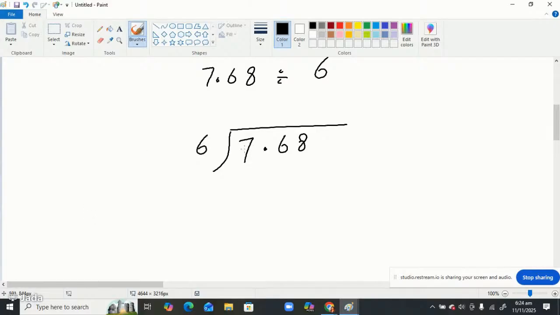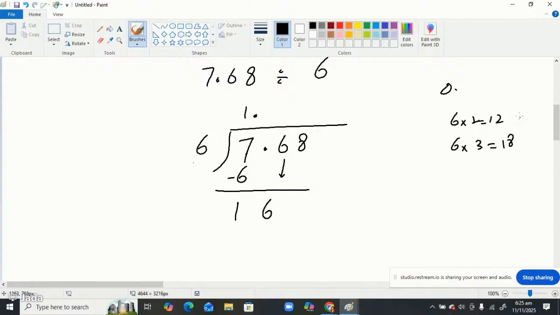So this 7 is greater as compared to 6. So 6 times 1 is 6. We are not placing any 0 and decimal point. Now subtraction, 1 is left. Put the decimal point up. Now bring the 6 down. Now 6 times 2 is 12 and 6 times 3 is 18. So which number do we put, 18 or 12? 18 is greater, so we go with the 12. So 6 times 2 is 12.